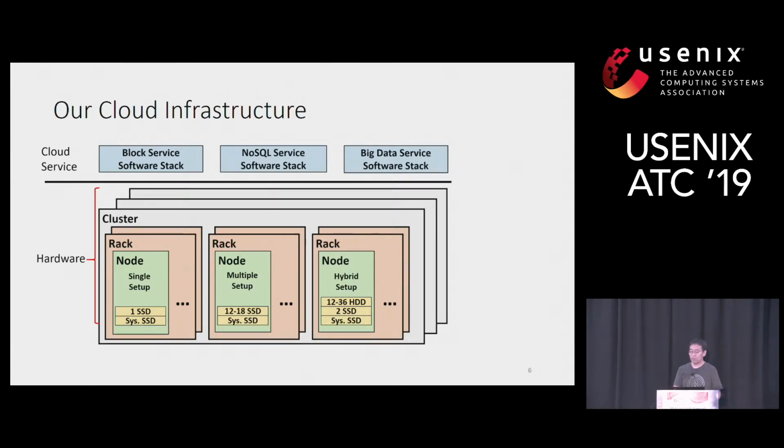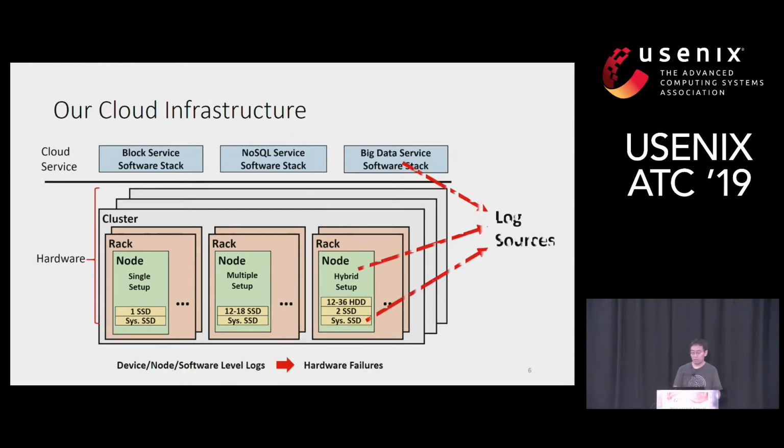And then on top of that, we have many types of cloud services. In this study, we focus on 3 of them. Our block storage service, our EBS, then we have our NoSQL data service, our version of Dynamo, and then we have a big data analytics service. Part of the investigation involves collecting the node and device level error logs and all the information and feeding them into the big data analytics service and running analytical workloads there.